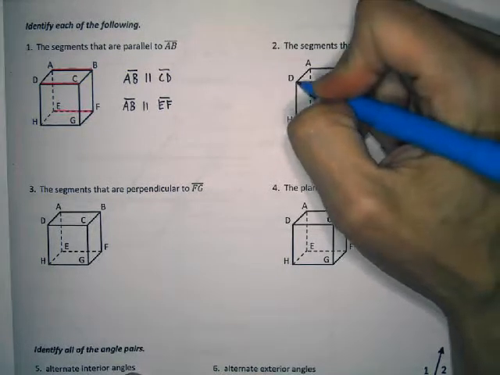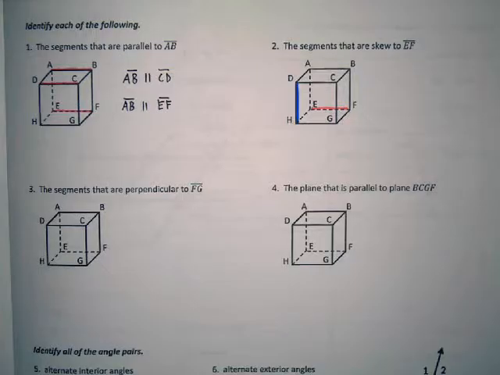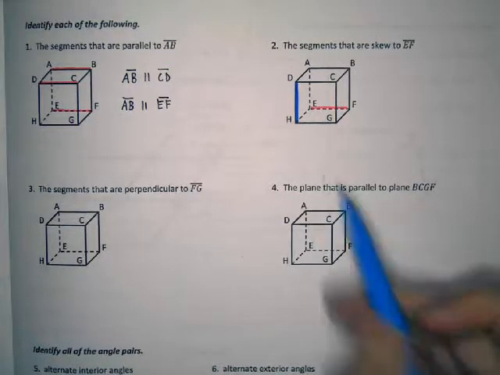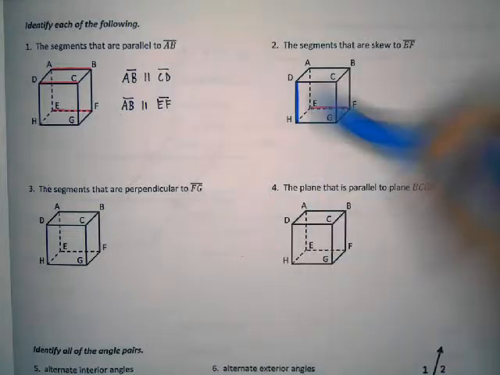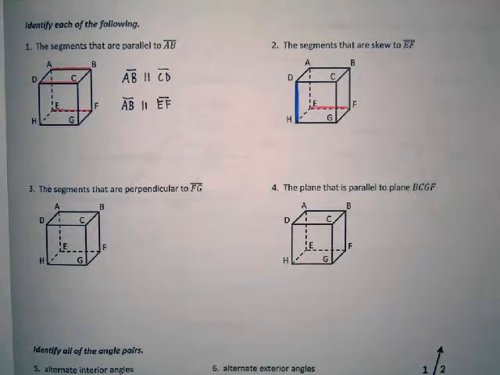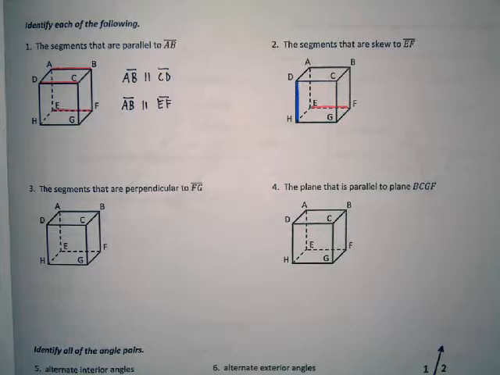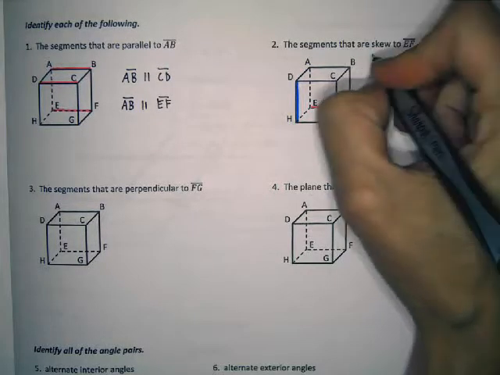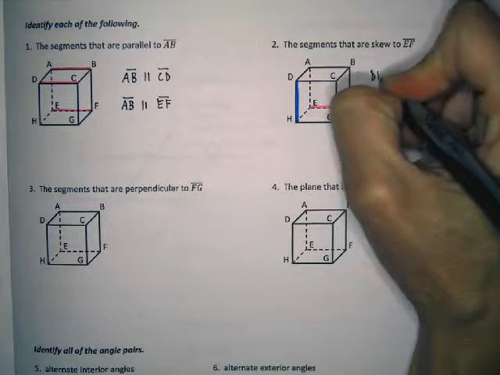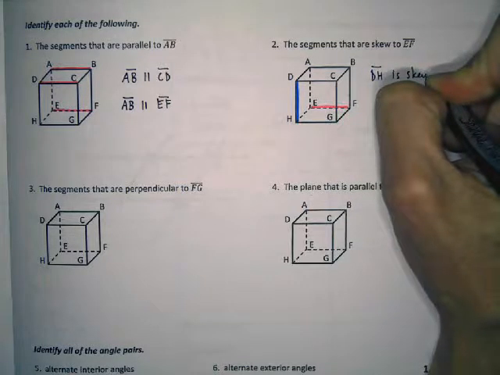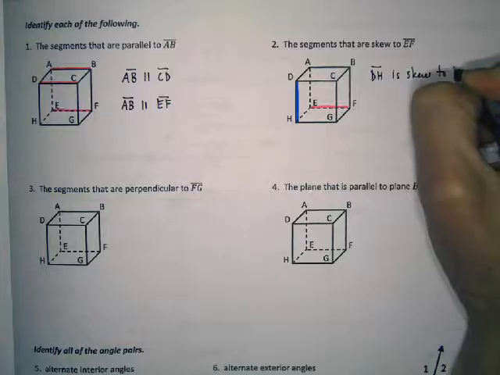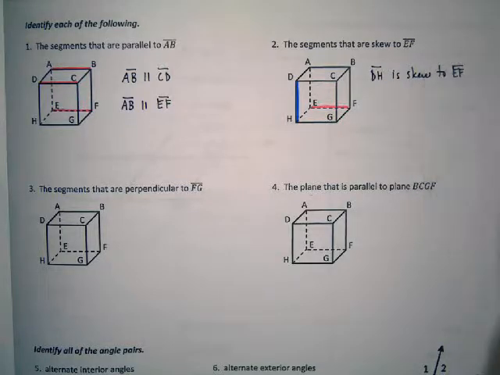So I can look here and I can look at segment DH. And it's pretty easy to tell, since this is running along the back and this is running in the opposite direction along the front of my box, that those two segments are going to be skew. Now we don't have a symbol here, so we can just say segment DH is skew to segment EF.